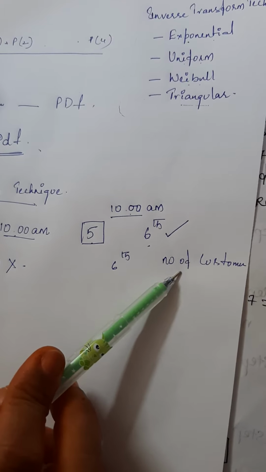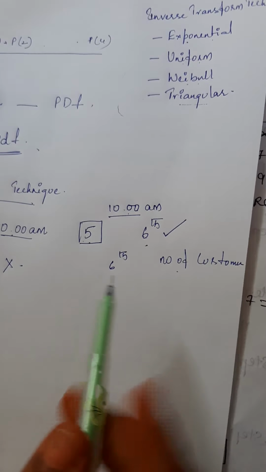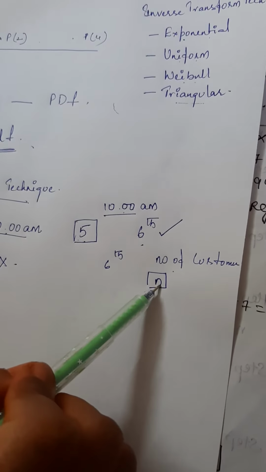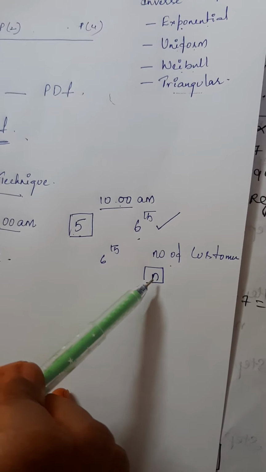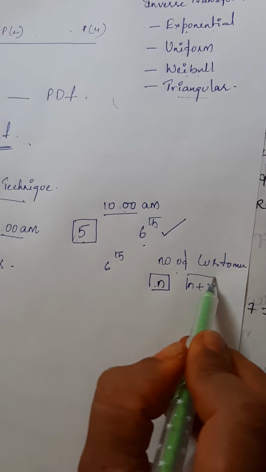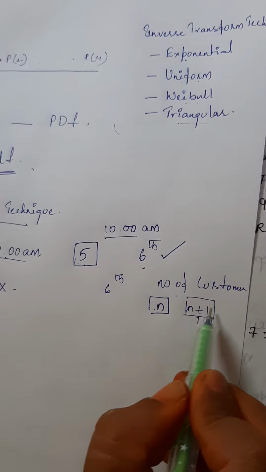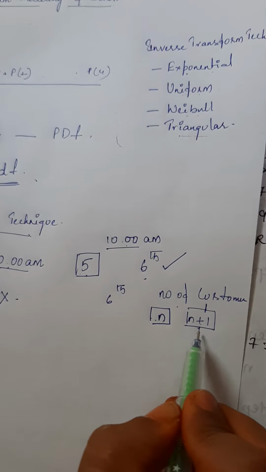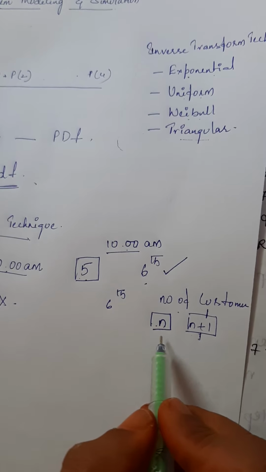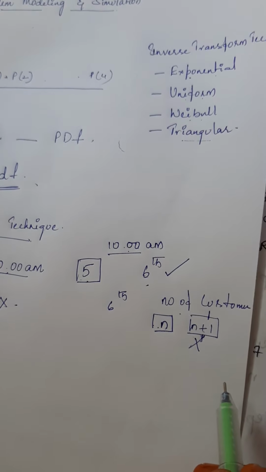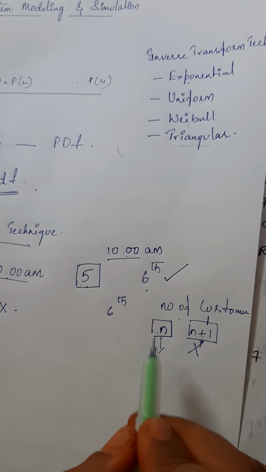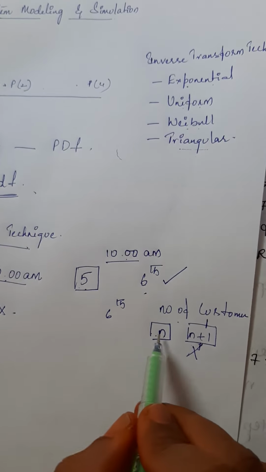Say for example n customers are within time, then the number of customers in the grocery store or in the system is n. If the n plus 1th customer is within time, then the number of customers will be n plus 1. If the n plus 1th customer is coming after my closing time, then I will reject this n plus 1th customer and I will say that the number of customers is n.